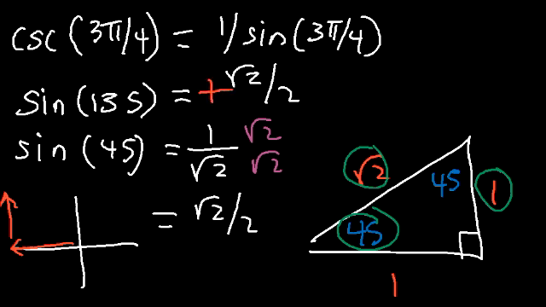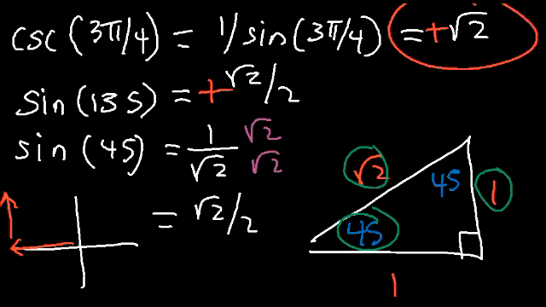So if sine 135 is root 2 over 2, cosecant 135, or cosecant 3 pi over 4, is the reciprocal of it. So let's reciprocate not root 2 over 2, but we need to flip 1 over root 2. It's easier if you do it that way. So cosecant is going to be just root 2 over 1, or simply root 2, and it's positive. So this is the answer.